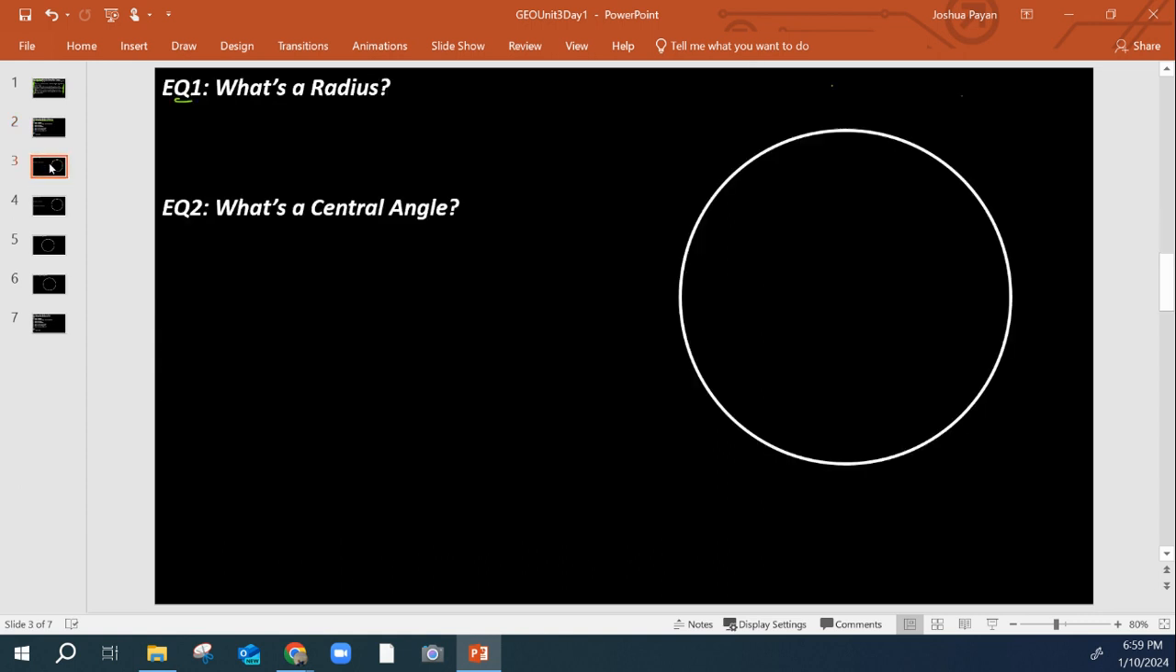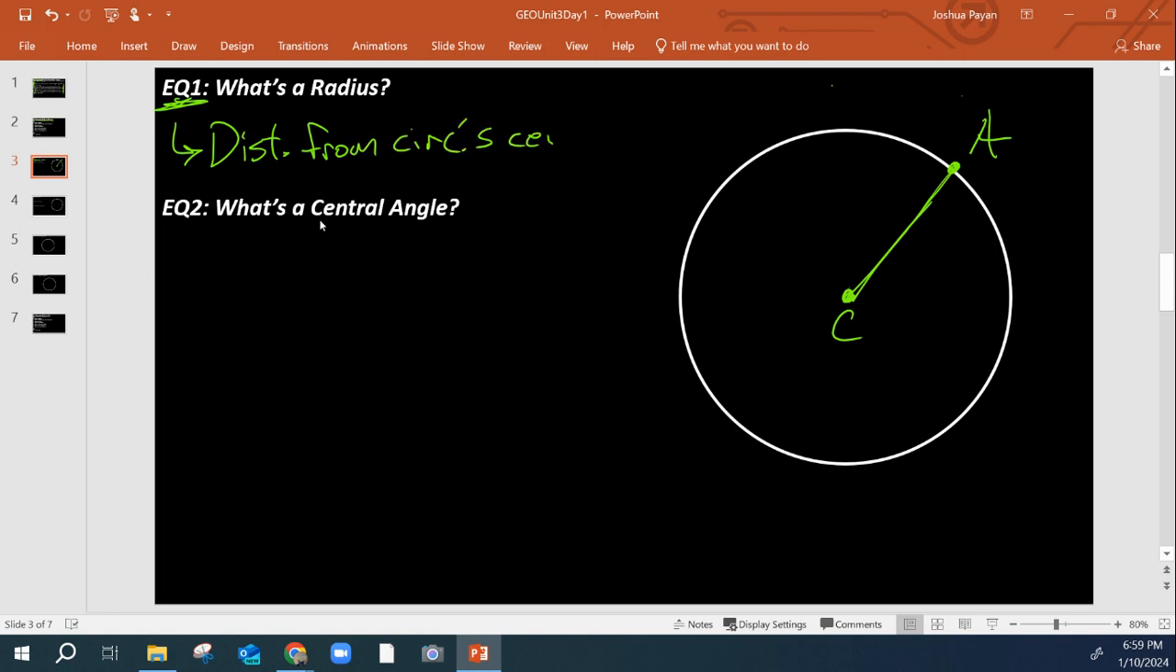Okay, so to get things rolling, what is a radius? So let's pretend I had perfect eyes and I knew that was the center C of that circle, right? A radius is a segment that extends from the center of a circle out to the arc itself, right? And the easiest way to define that is simply that it is the distance from a circle center to the arc itself, right?